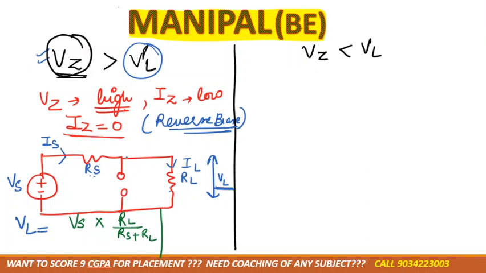And in this, as you can see, no current is flowing through the zener. So can we consider Is is equal to IL? Because the resistances are in series, so the current would be the same, right?